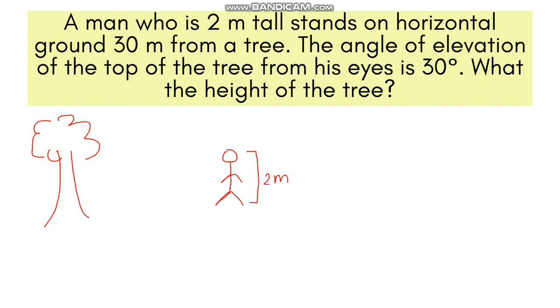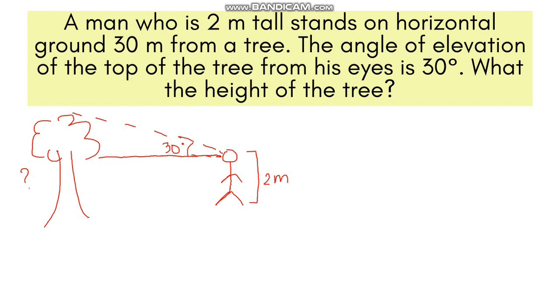Now, the angle of elevation to the top of the tree from his eyes. So the horizontal line now is starting from his eyes. So let me just draw an imaginary horizontal line here. So let's say that this is his eyes, and then the angle of elevation from his eyes to the top of the tree, so it should be like this, is 30 degrees. Now the question is, what is the height of the tree? So we're solving for the total height of the tree.